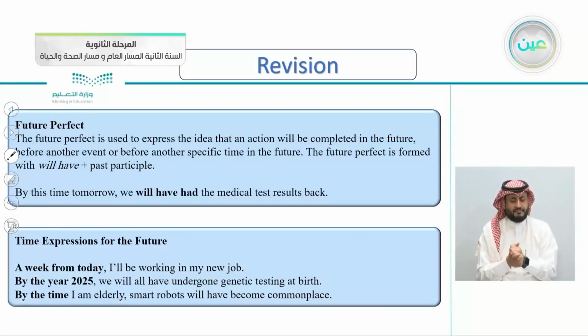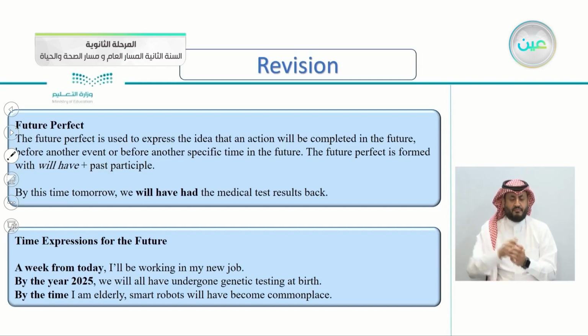And the future perfect is used to express the idea that an action will be completed in the future before another event. So we have two events, two actions, or before another specific time. So an action will be completed before another event, or will be completed before another specific time in the future. And the form of the future perfect is will have plus the past participle.